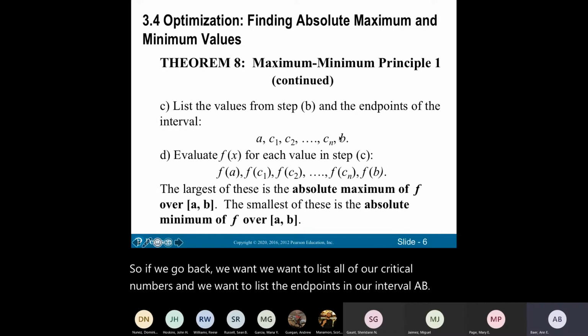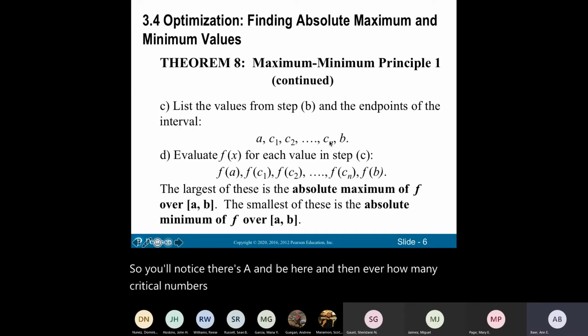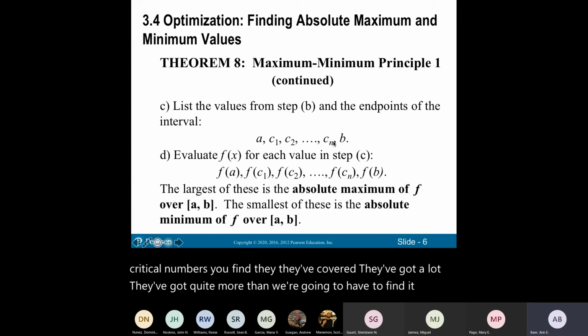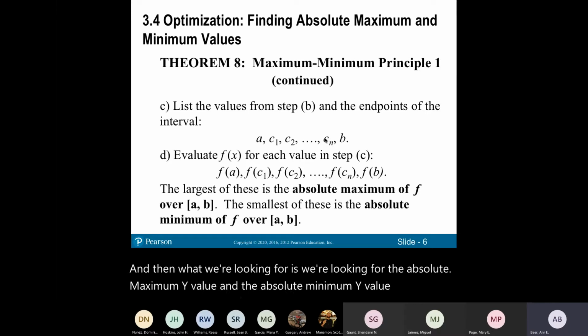So you'll notice there's A and B here, and then however many critical numbers you find. They've covered quite a few more than we're going to have to find in here. And then what we're looking for is the absolute maximum Y value and the absolute minimum Y value. So we're looking for Y values.